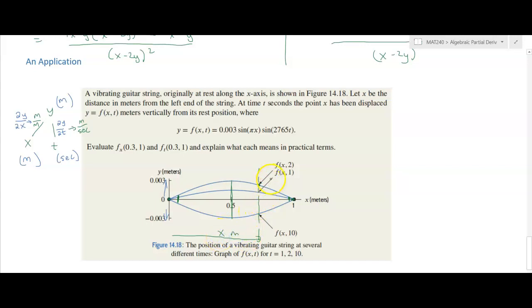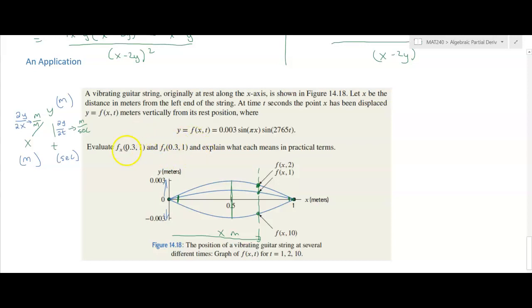And at a distance of x meters, at time 2, we see the string is at a higher point than where it was at time 1. And then at time 10, it looks like the string has maybe bounced up and down a few times, and at that moment, the string is actually displaced negatively away from its rest point. So evaluate f sub x of 0.3 and 1, and f sub t of 0.3 and 1.